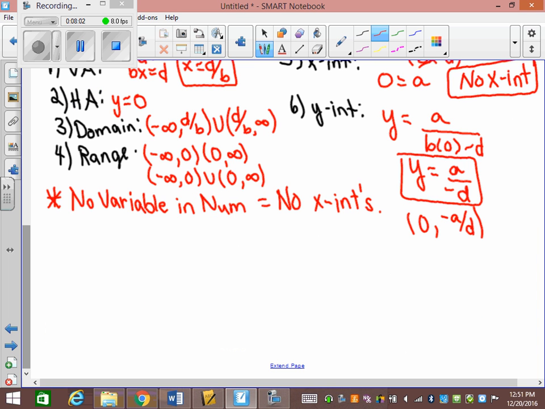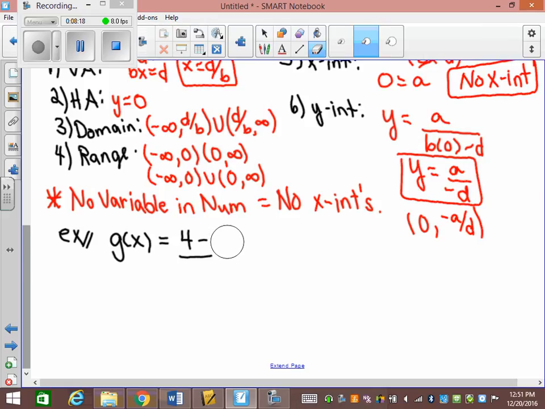Now what if I give you this example? G of x equals 4 minus 1x over, it won't be written as 4 minus 1x. It's nice to me, but it won't be written that way. 4 minus x over 3x plus 7.